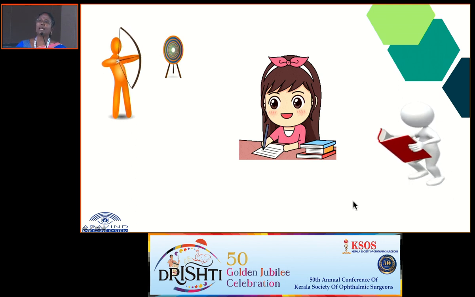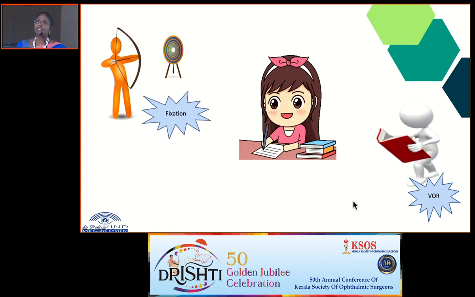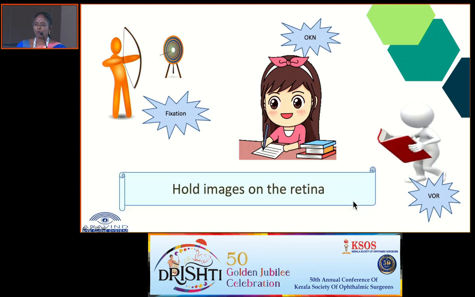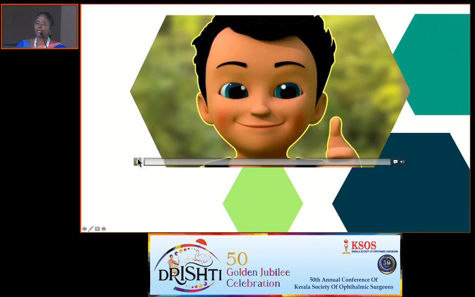So there are different mechanisms in our nervous system which help us to maintain our vision steady. One is your vestibulo-ocular reflex, through which, even during any rotation, you are able to fixate on a target. The next is fixation, where you fixate on the target to view it properly. Apart from that is your optokinetic nystagmus. So all these, what do they do? They hold the images on the retina. View this video.